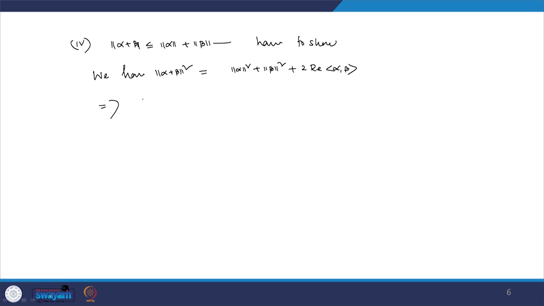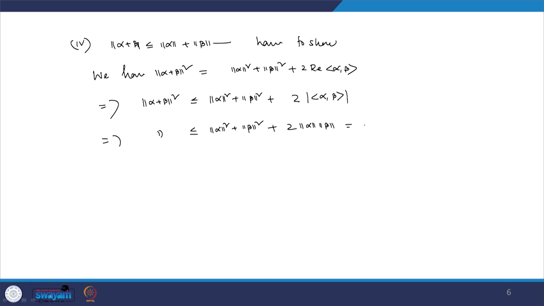So this implies the norm of alpha plus beta whole squared is less than or equal to the norm of alpha squared plus the norm of beta squared plus 2 times the absolute value of the inner product of alpha and beta, because the real part is bounded by the absolute value. Then, by the Cauchy-Schwarz inequality, which we already proved, this is less than or equal to the norm of alpha squared plus the norm of beta squared plus 2 times the norm of alpha into the norm of beta.